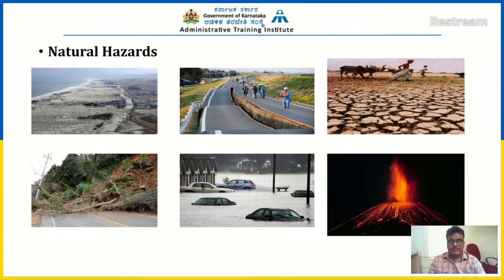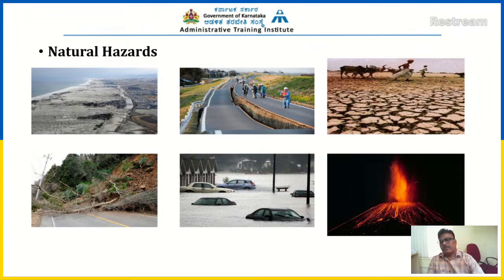You can see the pictures here. If I ask you what is this, this is basically a cyclone impact, or even a tsunami can look like this. What is this picture? This is an earthquake. You can see here, an earthquake has happened. Therefore, the road has a deep hole inside and a crack has developed. What is this? This is a drought, a very severe drought. This is a natural disaster.